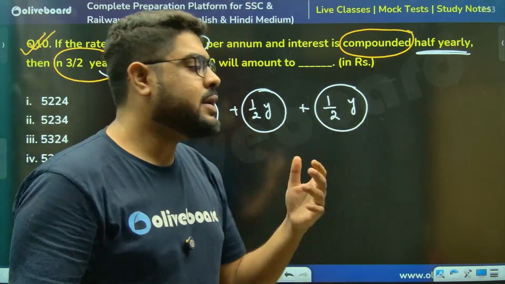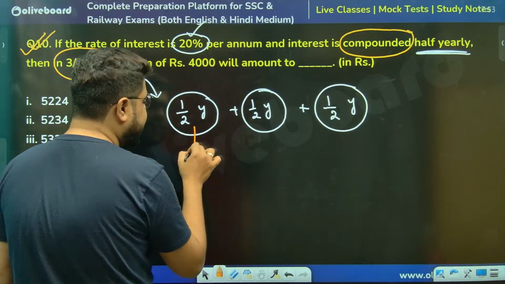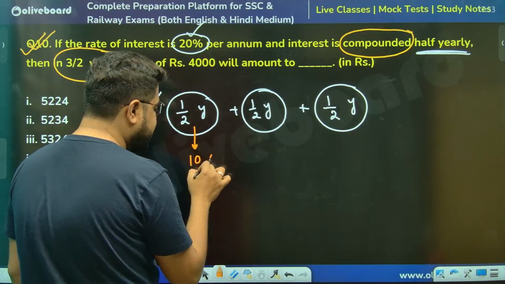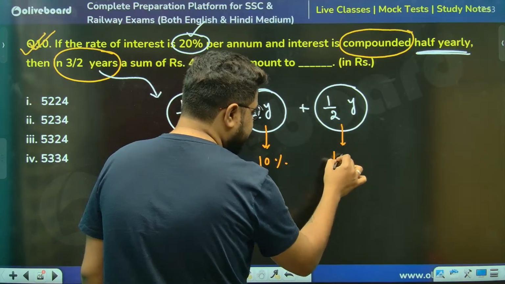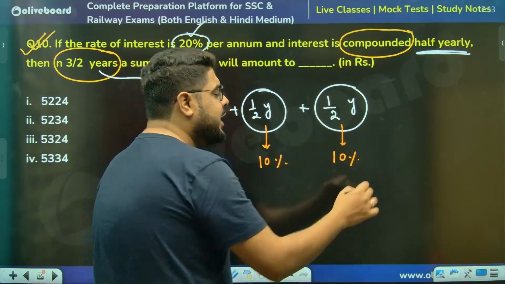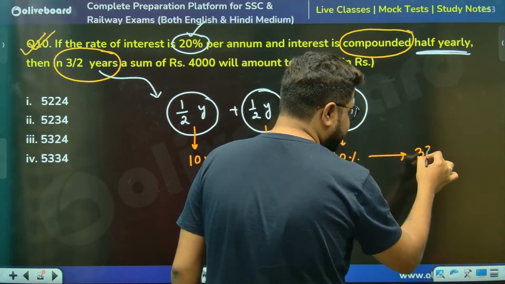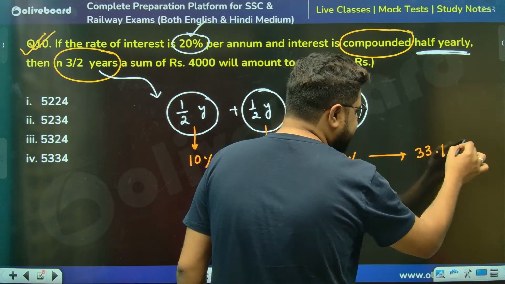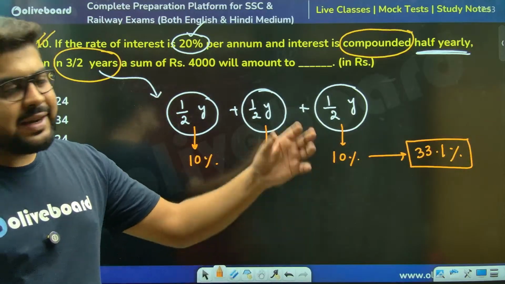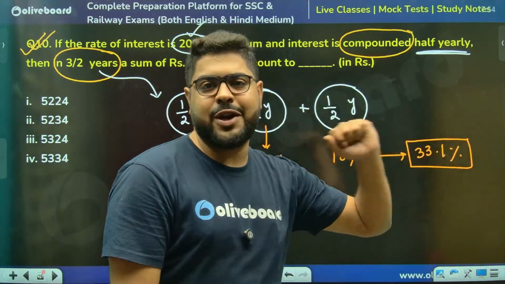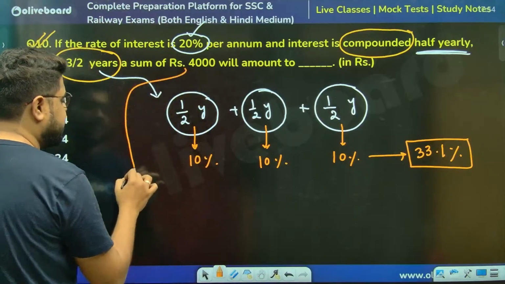Sir, 20% is for the whole 12 months. For half a year, the rate of interest will also be half. So 20% for the whole year, and for a half year, 10%, 10%, 10%. Three compoundings of 10%. For 10% you should not be using the AB theorem. If you're a serious aspirant, you'll say, sir, it is 33.1%. For 3 years, the answer is 33.1%. So this is the interest.